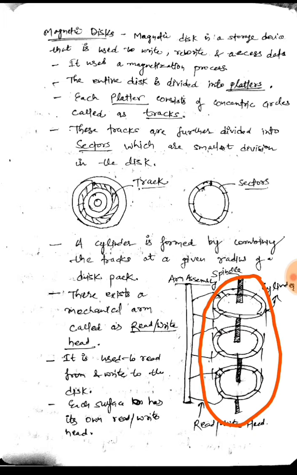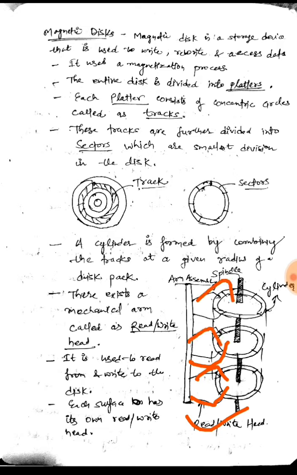There exists a mechanical arm called the read write head. This is my read write head, which will read the data, and we can also write the data on the magnetic disk platters using this read write head. It is used to read from and write to the disk. Each surface has its own read write head. So every surface will have its read write head.